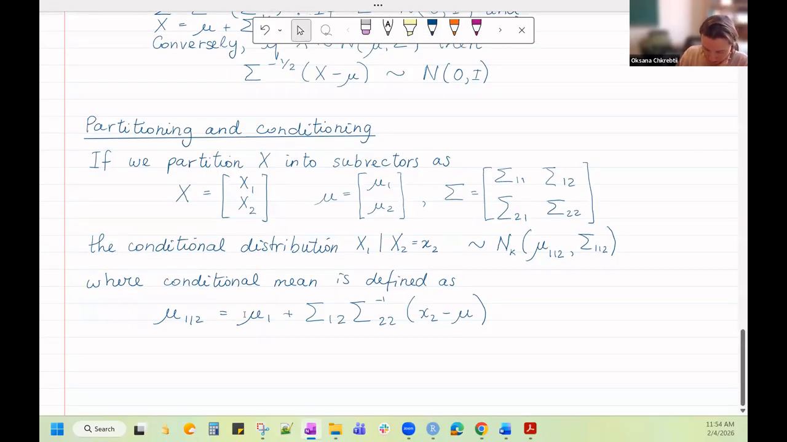So as you can see, the conditional mean of x1, given that x2 has this value, lowercase x2, is going to be equal to the mean of x1, plus this transformation of x2 minus mu. Okay, so we're going to take x2, we're going to look at how x2 and x1 covary, and then we are going to map that into the mean of x1.